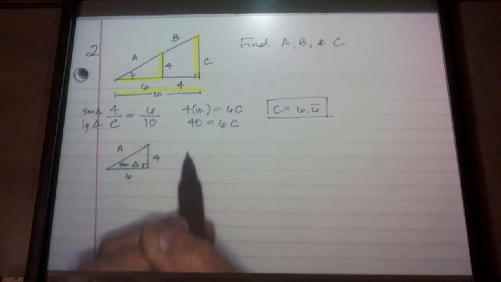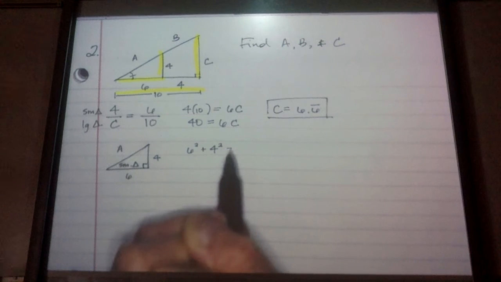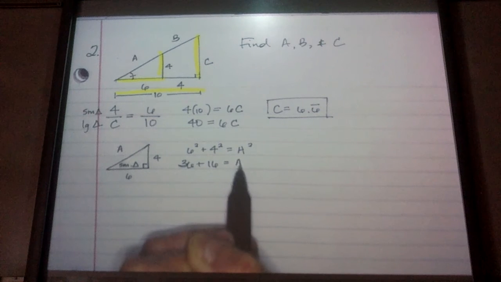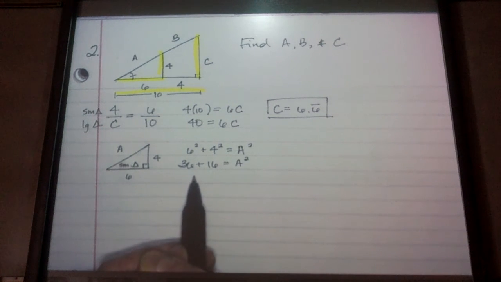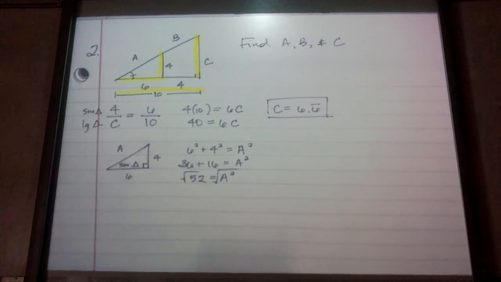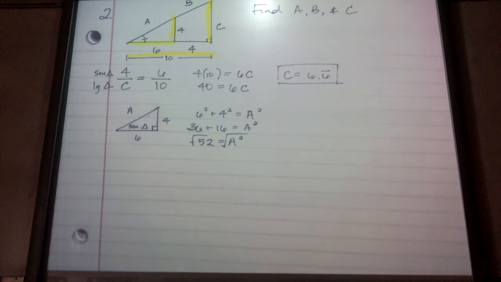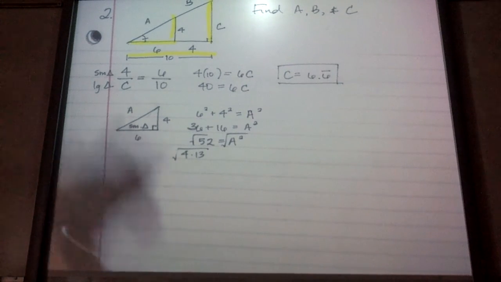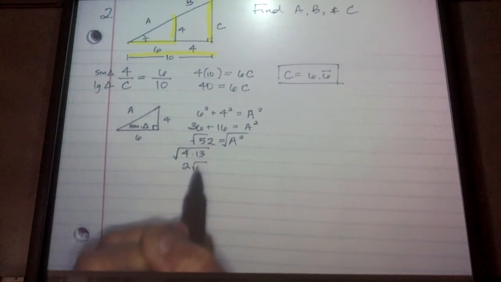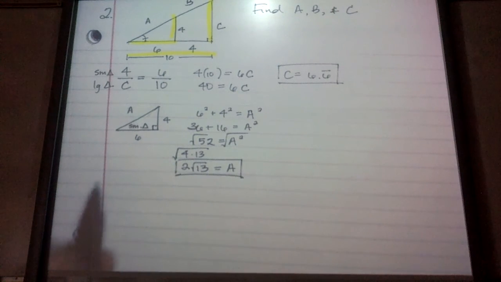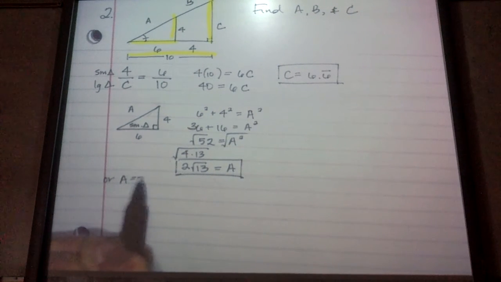So I'm going to use the Pythagorean Theorem. 6 squared plus 4 squared equals A squared. So 36 plus 16 equals A squared, which I believe is 52, equals A squared. I'm going to take the square root. Now, I'd like you to have the skill of being able to simplify your radicals. So this is actually 4 times 13, or 2 radical 13 equals A. Or you could write A equals 7.2.